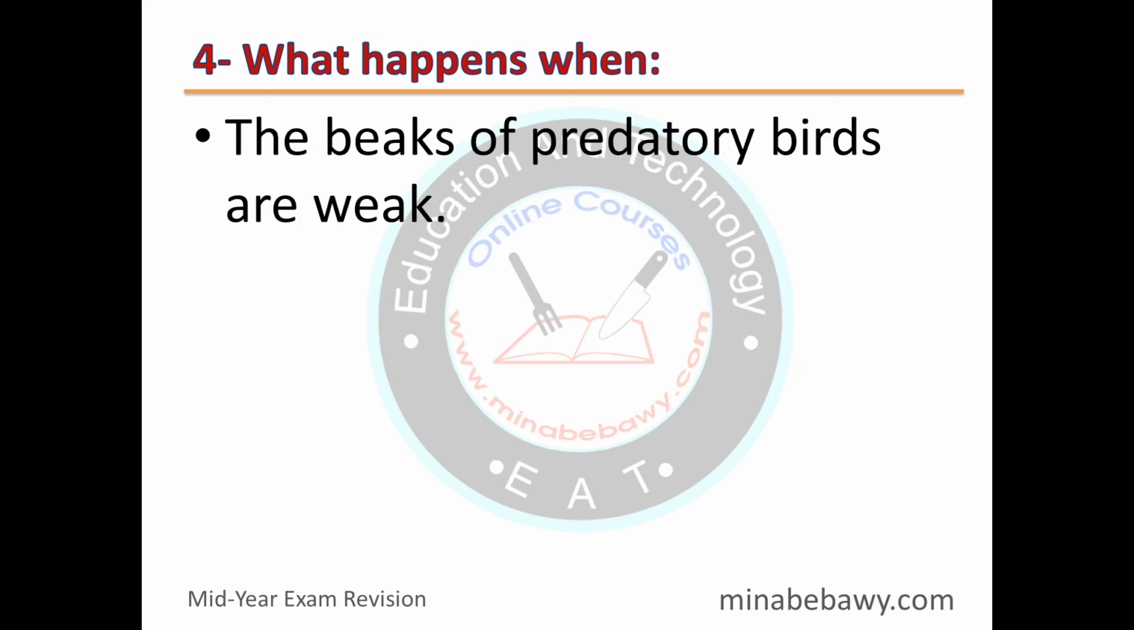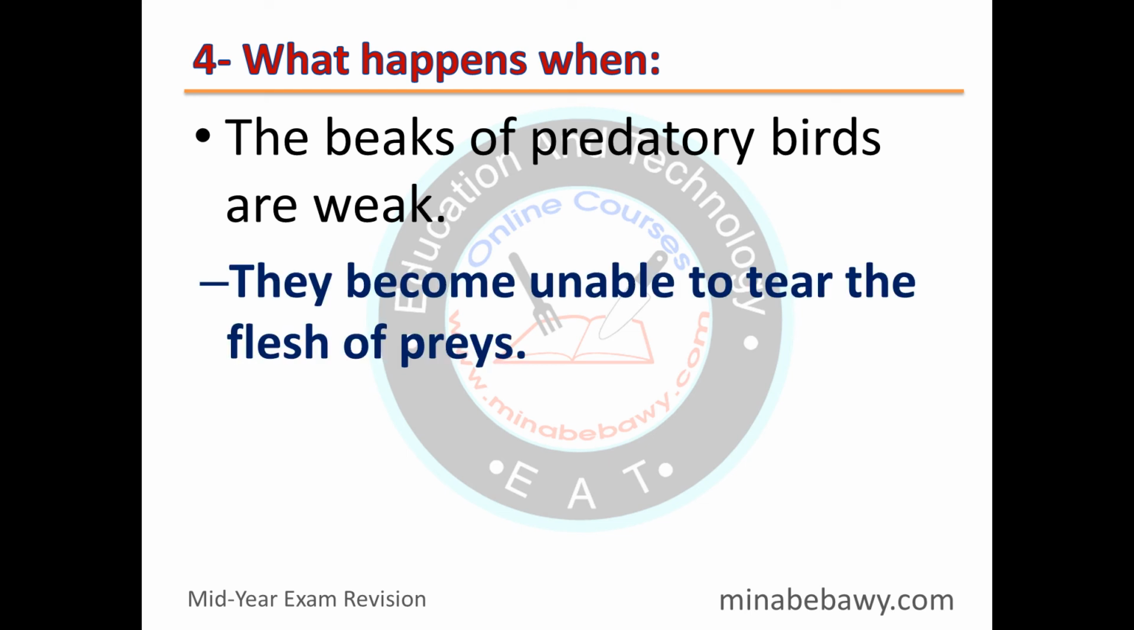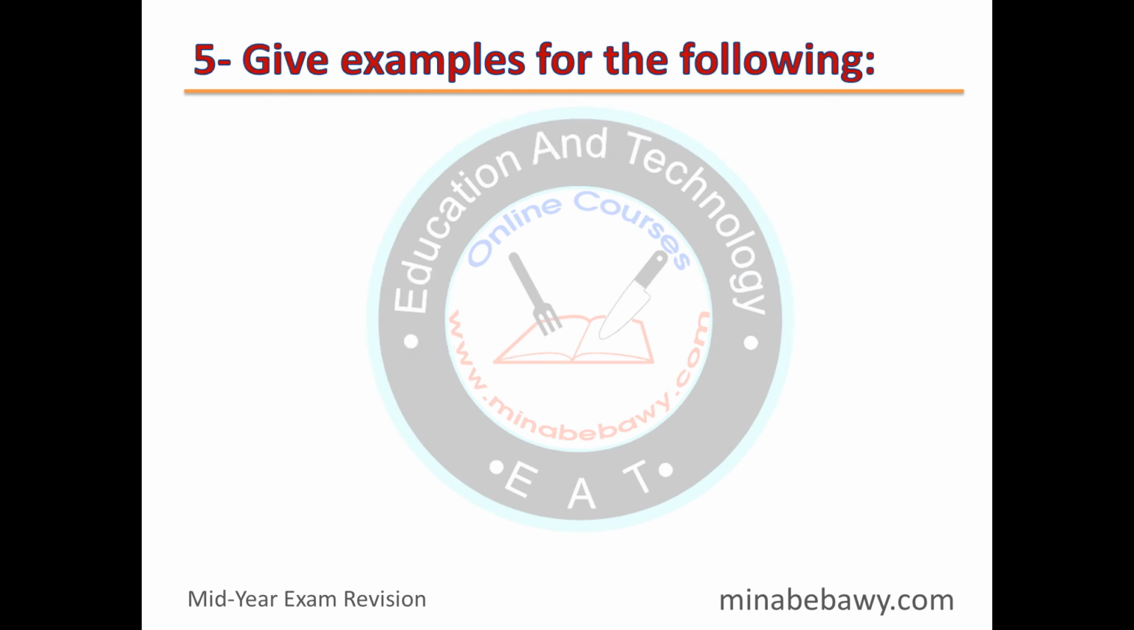The beaks of predatory birds are weak? They become unable to tear the flesh of prey. The fifth type of questions is, give examples for the following.